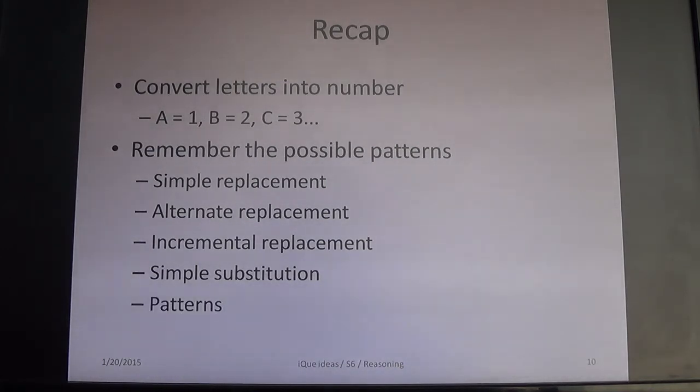Now there are various different variations of coding decoding which you will be well conversant with once you practice a lot of examples.